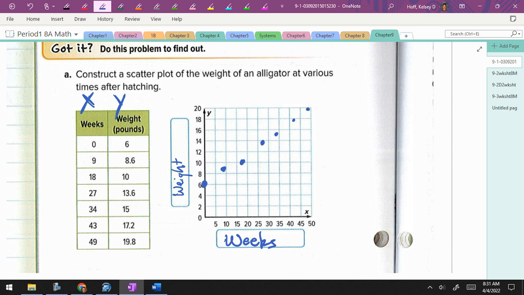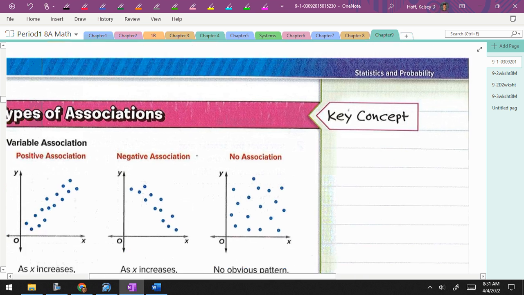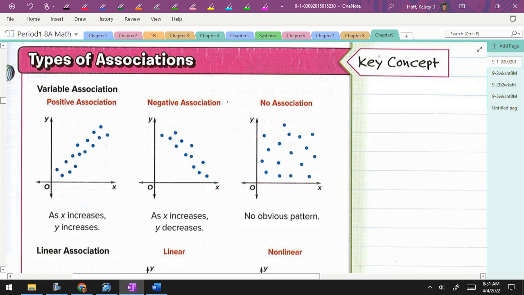All right. So if you want to say the new part of today is working with different types of associations. Okay? Different types of associations. What does it look like? What kind of connection do they have? A positive association, a negative association, or no association?